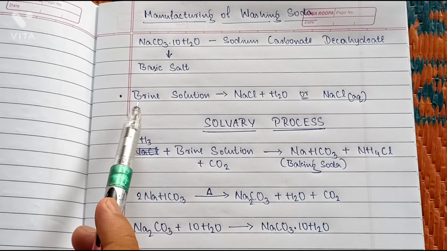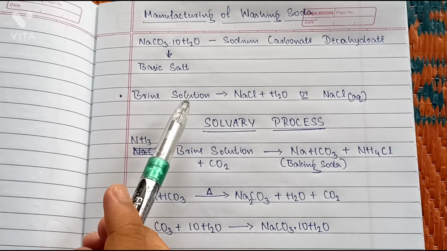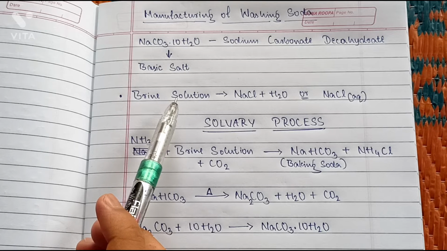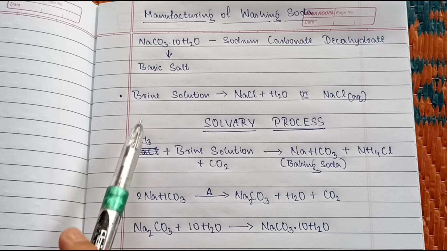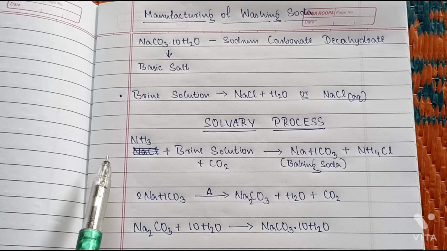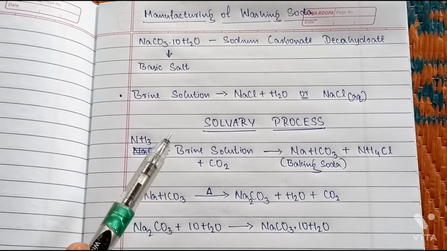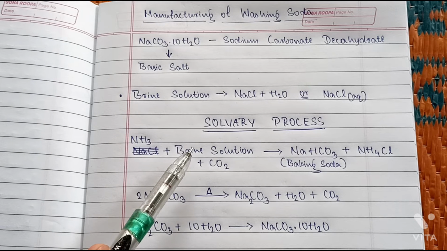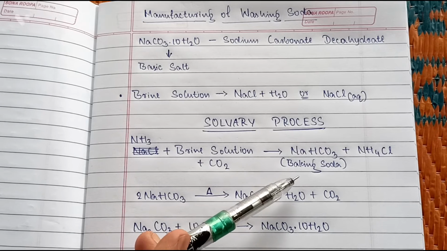Okay, first you have to know brine solution, that is sodium chloride in aqueous form. That's it. And first we have to take ammonia, brine solution and carbon dioxide. We have to mix it, then one chemical reaction happens and the end products are sodium bicarbonate and ammonium chloride. Okay, sodium bicarbonate is nothing but baking soda.